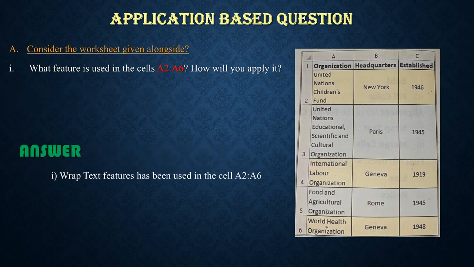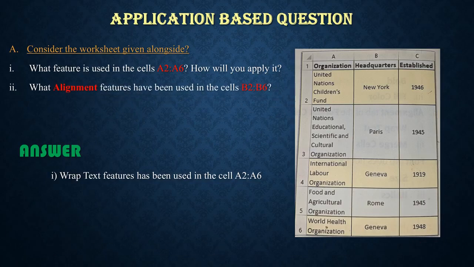Check your answer. The answer is, the wrap text feature has been used in the cells A2 to A6. Why am I saying wrap text? See, all the sentences are big. Using wrap text, we can make the whole big sentence fit into a single cell. You know how to apply it? To apply the wrap text feature, first select the cell and go to the wrap text option in the alignment group on the Home tab. Okay. This is the first question.